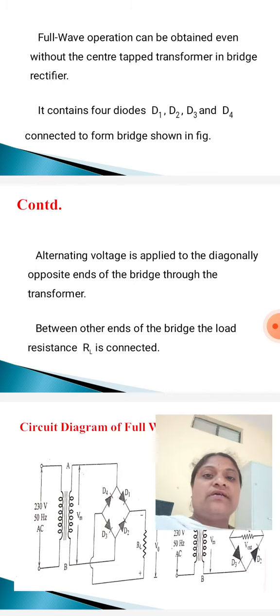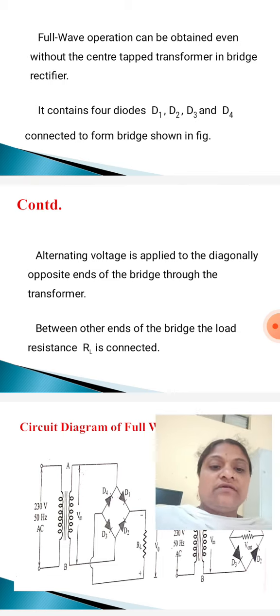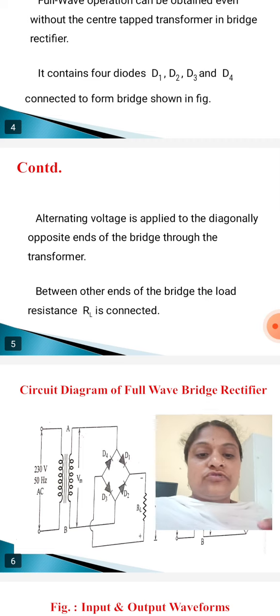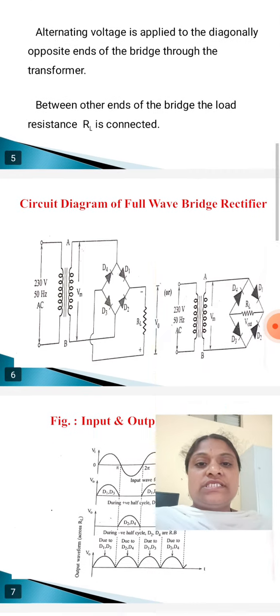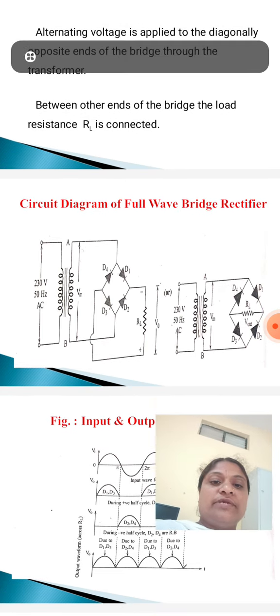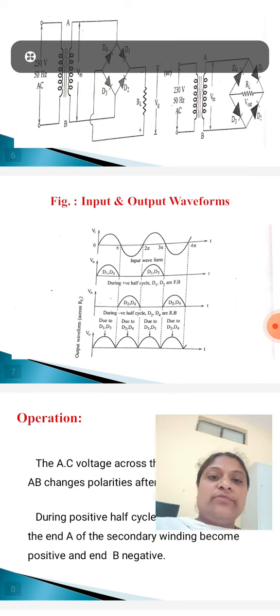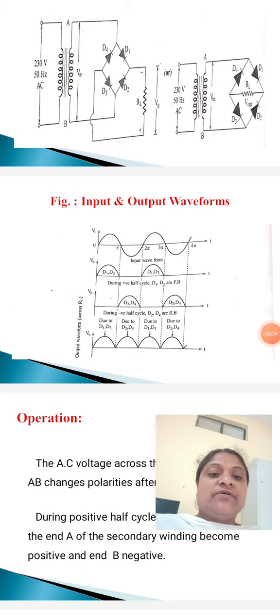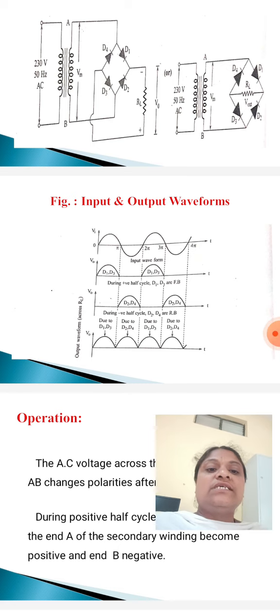So this rectifier consists of 4 diodes, 1 transformer, 1 resistor. The 4 diodes are D1, D2, D3, D4. These diodes are connected to form a bridge shape. This is the circuit diagram of the full wave bridge rectifier, and these are its input and output waveforms. These waveforms are similar to the center tapped full wave rectifier also, but the operation is different.